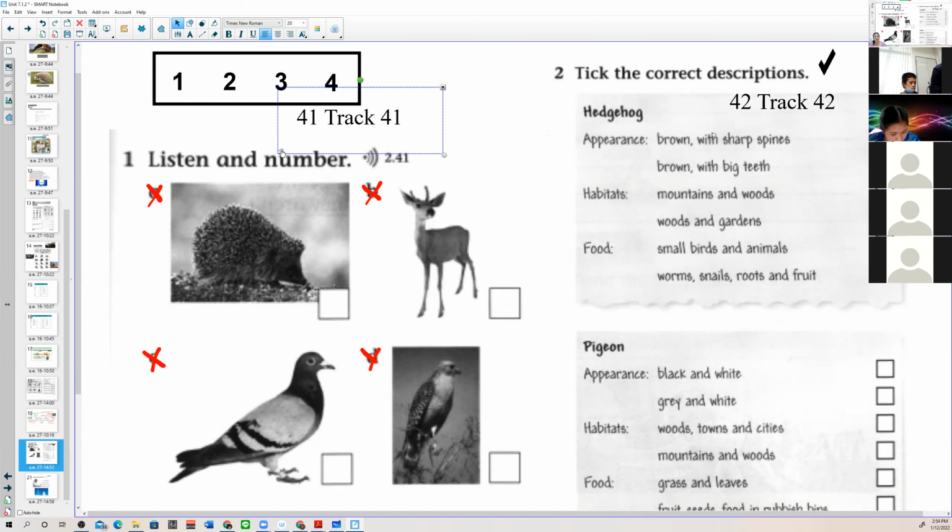Right. So, which animals are they talking about? Number 1, which animal are they talking about for number 1? Hawk, right? What about number 2? Do you know what number 2 is they're talking about? Pigeon. Yes, a pigeon. And number 3, what is number 3?